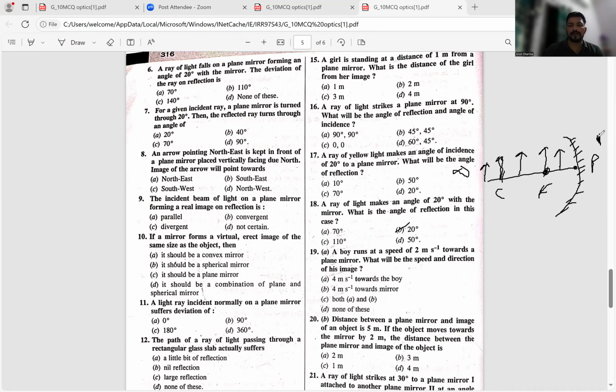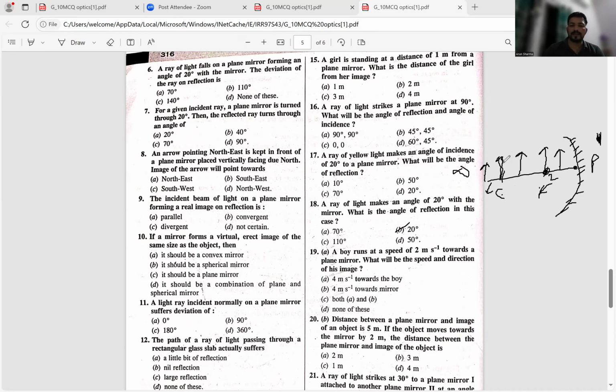Virtual, erect and magnified. And second time, if we place the object at the focus, the image is virtual and erect. And if we place the object at F, the image is formed at infinity, real, inverted, highly magnified. And if we place the object between C and F, the image is formed beyond the center of curvature, real, inverted, and highly magnified.